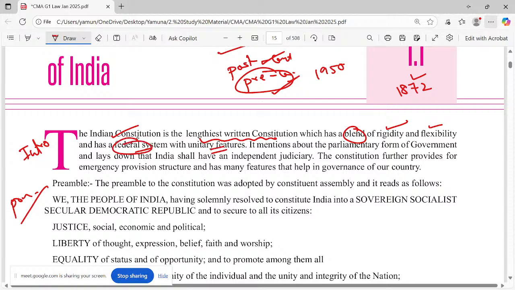What do you mean by federal system? We have two governments, right? Central government and state government. Unitary features means even though we have two governments, there are specific laws where we completely rely on the central government and specific laws where we completely rely on the state government. So that's why we say federal but unitary. It mentions the parliamentary form of government and lays down that India shall have an independent judiciary system, so we are completely independent. The constitution further provides for emergency provisions and also has many other features.